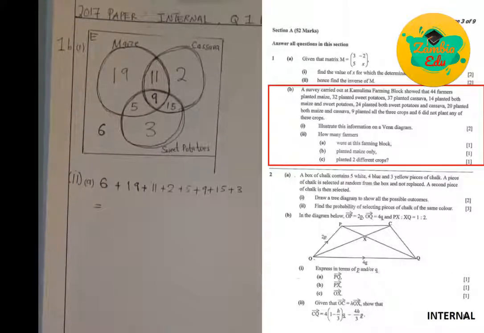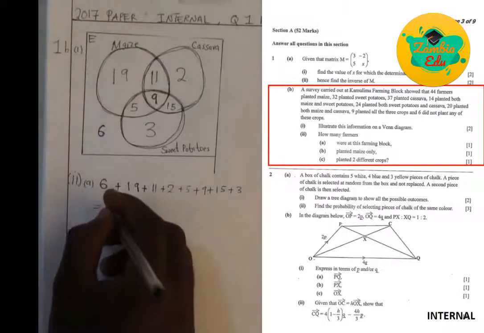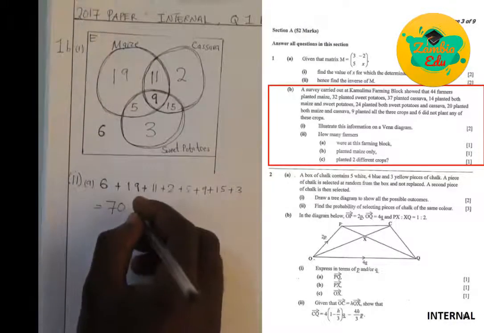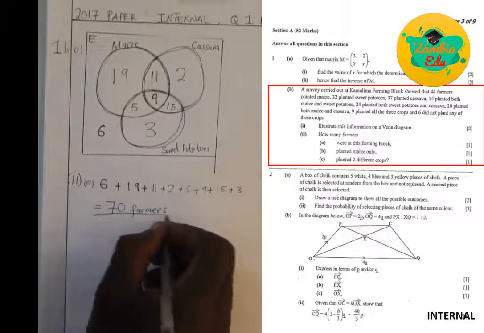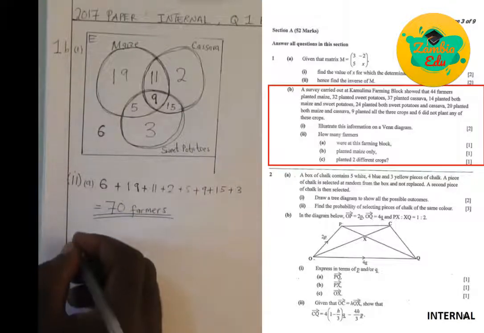So when you punch that in your calculator, the answer that you get is what we are looking for. After adding everything, the total that we get is 70. So we're looking at 70 farmers. So 70 farmers were at this farm block.